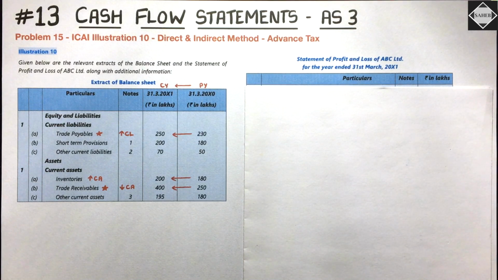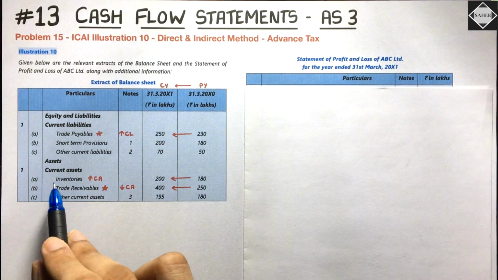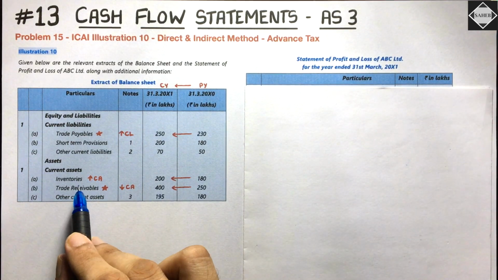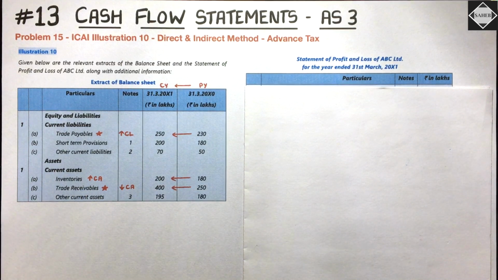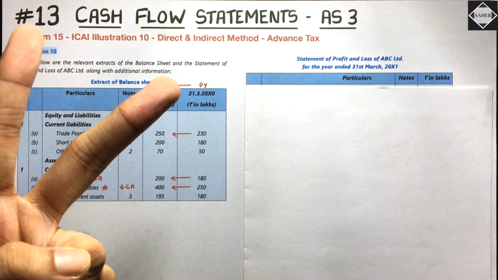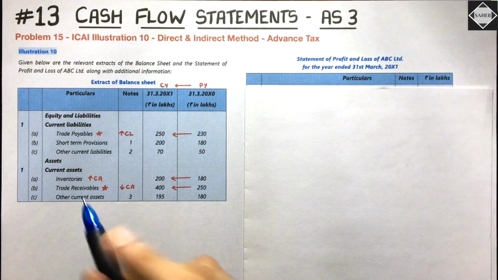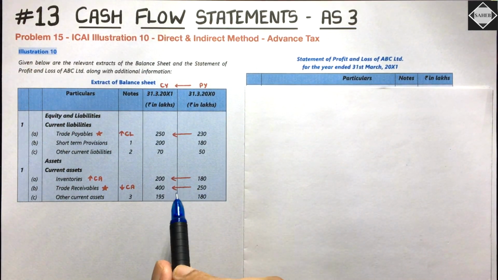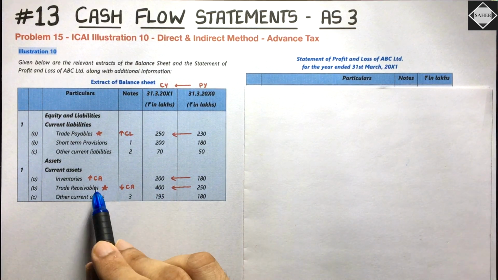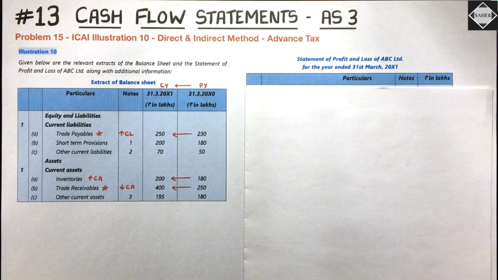Next, what do we have? So all the current liabilities are over. Next, come to assets, current assets. You have inventories. What do you do with inventories in direct method? In direct method, you don't do anything regarding inventories, isn't it? Yes. But in indirect method, what do you do? In indirect method, you take it in working capital changes, right? So what is happening to this? From 180, it has become 200. It is increasing. Current assets increasing means you have to subtract in operating activities.